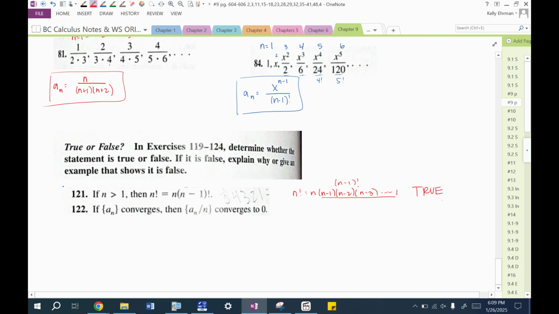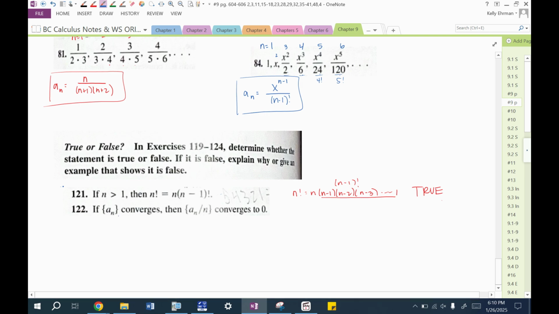They have if n is greater than 1 because, if n is 0, then you're going to have negative 1 factorial. And as far as I know, we don't work with negative factorials. I don't even know if that's a legal math thing or not. We could Google that. Okay.